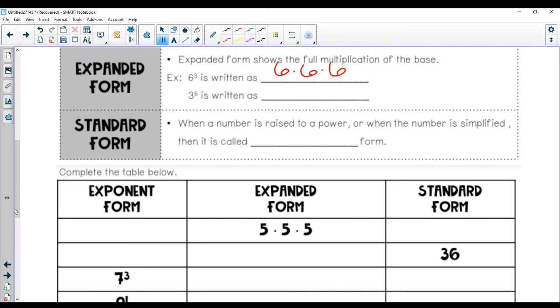So 3 to the 6th power. How would I write that? 3 times 3 times 3 times... We would do it how many times? 6 times. We multiply 3 6 times. Okay, now when a number is raised to a power or when the number is simplified, then it is called standard form. So when we simplify it or we solve it, it's called standard form.